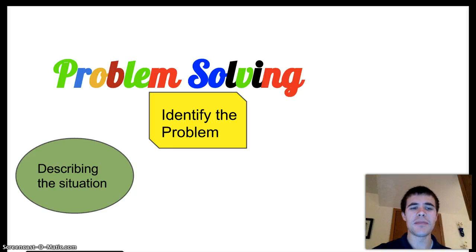That means describing the situation. We have to describe, with my car in the tree, how high is it off the ground? How heavy is the car? What's the weather like outside? There's a whole list of things that we can use to describe the problem.